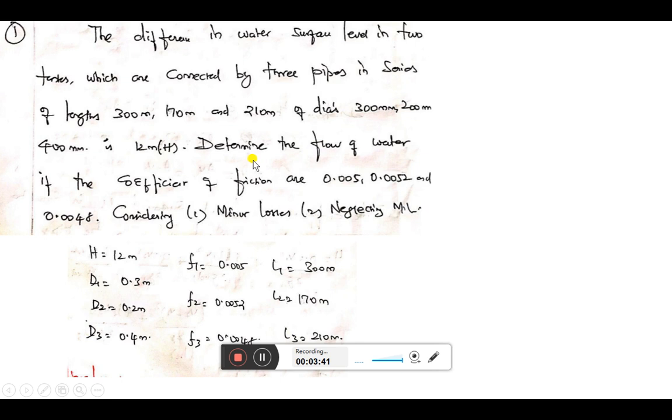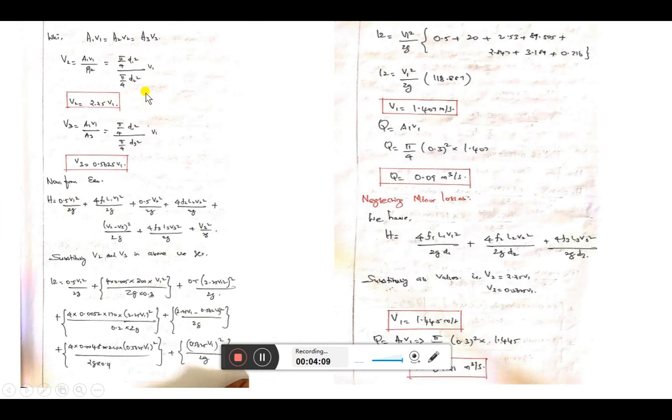So we need to determine the flow of water if the coefficients of friction are 0.005, 0.0052, and 0.0048 for these three pipes. So friction factors are different. The condition is, first we have to consider the minor losses, and in the second case we have to neglect the minor losses and calculate the rate of flow. So it is given here: total head is 12 meter, diameters, friction factors, and the lengths. So here is the problem.